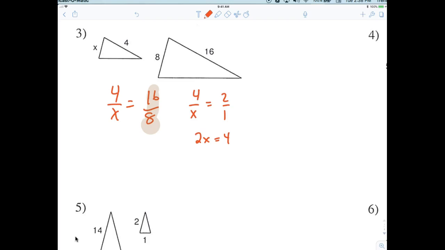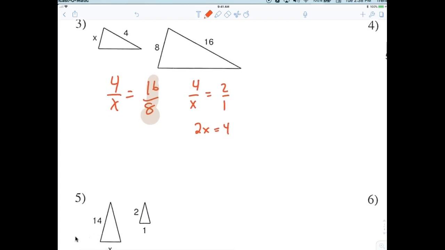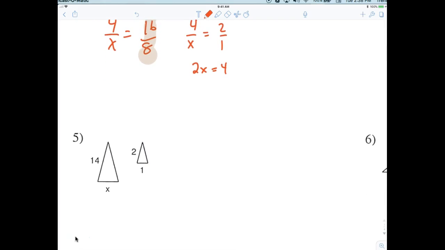Finally, the answer is? The answer is 2. Right, because we divide both sides by 2. So x equals 2. Now, those of you with a calculator, do you care that the numbers are big? No, because you let your calculator do the work. I'm totally fine with that.